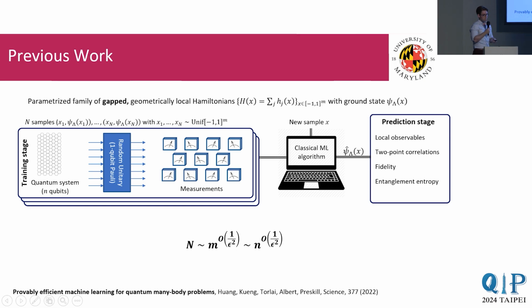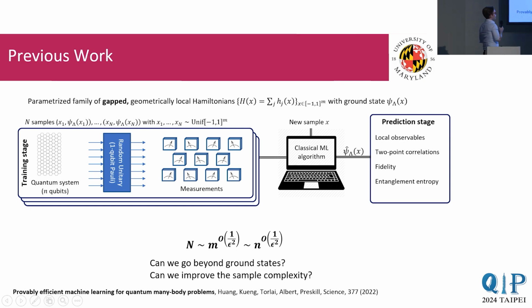It's still pretty expensive. The question is, can we go beyond this ground state learning to Gibbs states, and can we improve on this sample complexity to get something which is much more efficient?